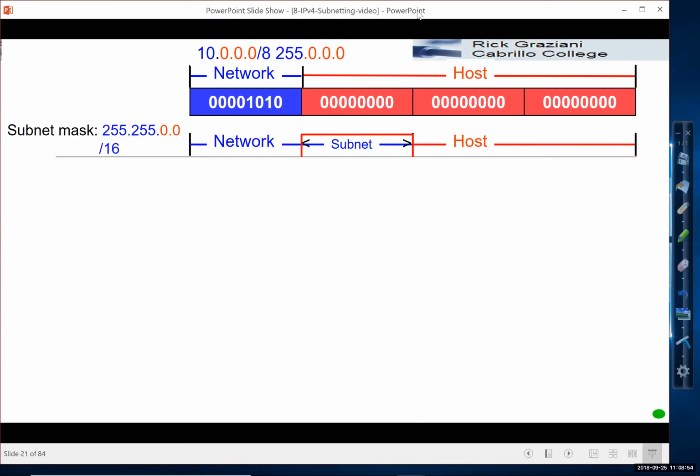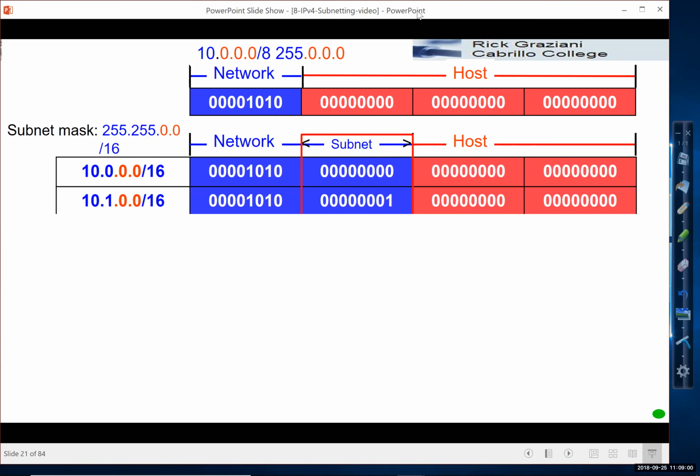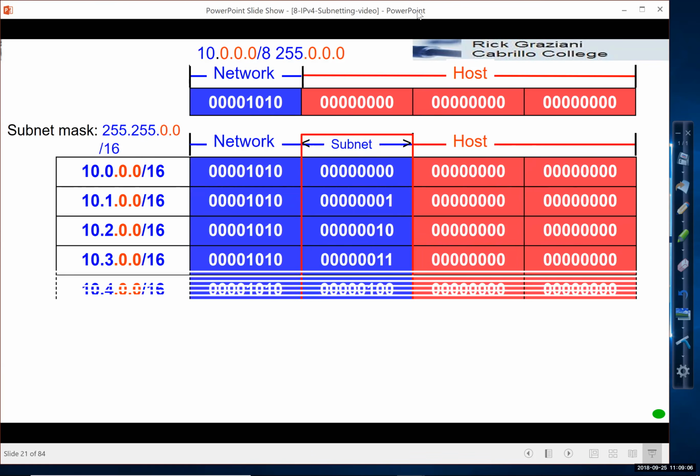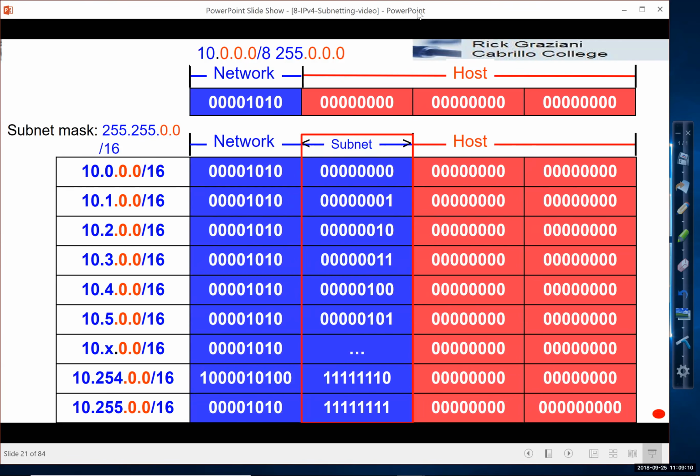We can also look at this in binary. Look at the subnet address. We're going from all zeros in the subnet portion and just incrementing it by 1 all the way down to all ones in the subnet portion. That's where we get our 0 to 255.